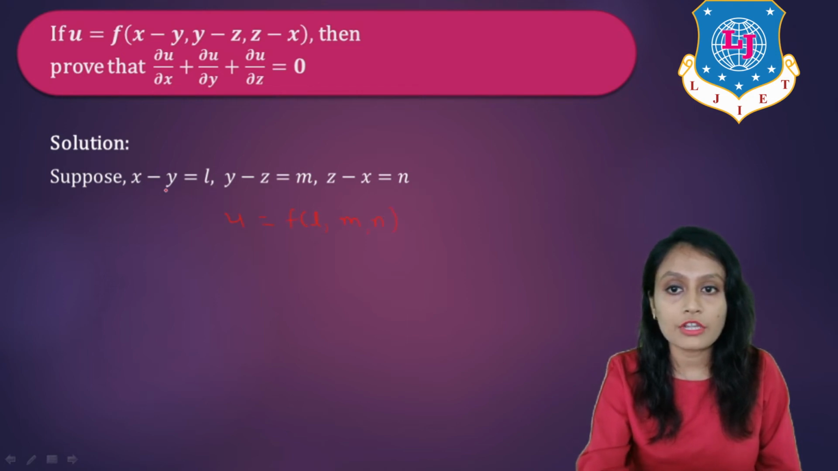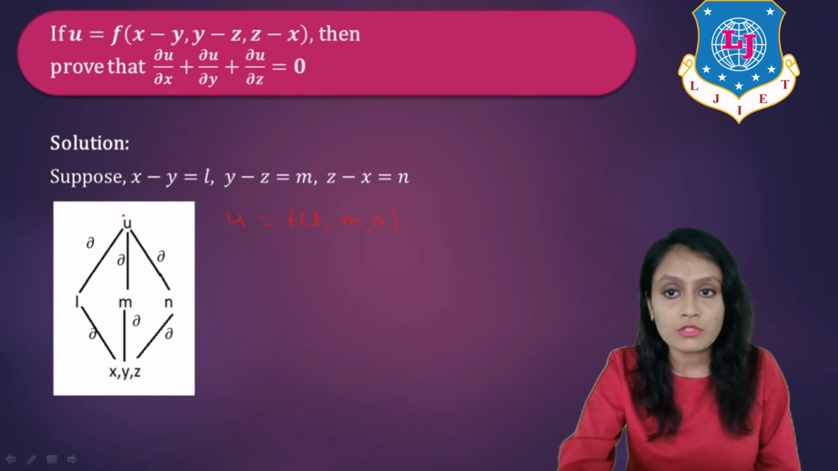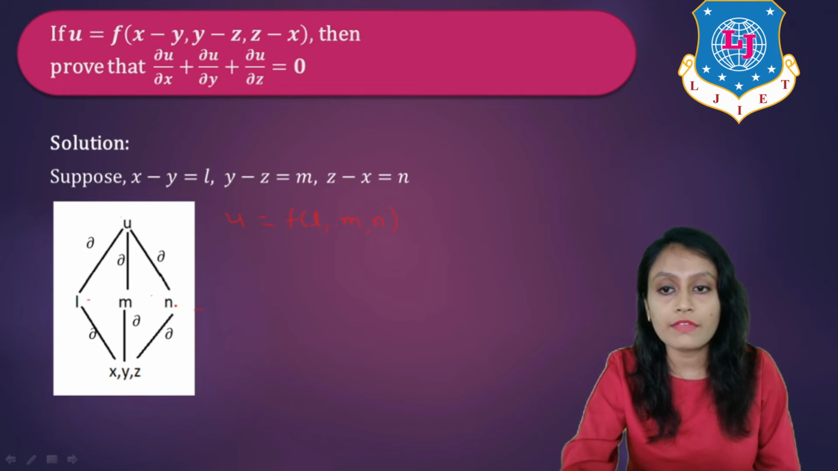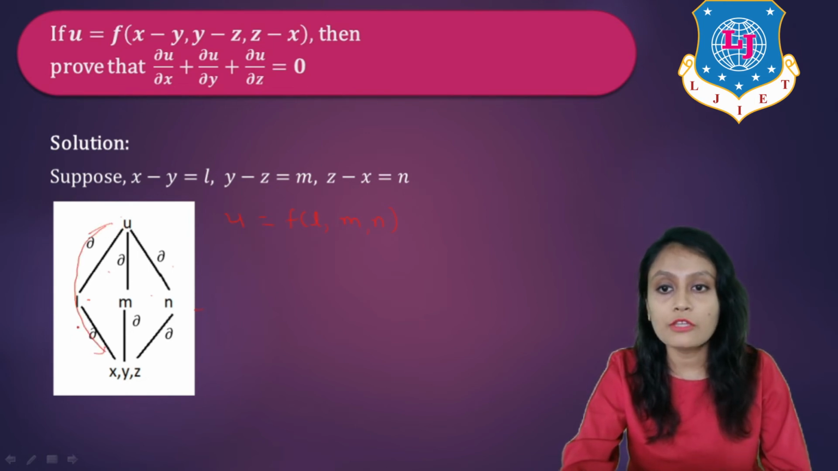And now we know l is a function of x, y, m is a function of y, z, and n is a function of z, x. Okay, so we will draw a tree diagram in this way. So u is a function of l, m, and n, and l, m, n are functions of x, y, and z. Everywhere we have more than one variable, so we will write del everywhere. Now in order to find del u by del x, we have to solve this, that is del u by del l into del l by del x plus del u by del m into del m by del x plus del u by del n into del n by del x. Okay, so we will apply that formula.